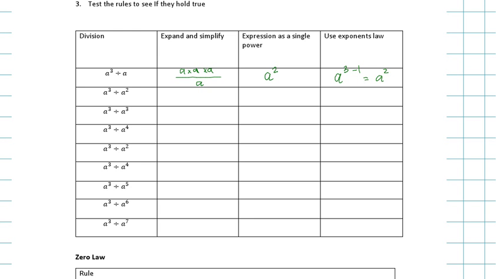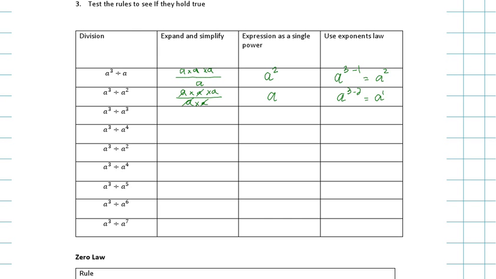Okay. Now what if I have a to the power of 3 divided by a to the power of 2? So I have a times a times a divided by a times a. Cancel, cancel. So I'm left with a. Right? Or I can do it the old-fashioned way, which is a to the power of 3 take away 2, which is a to the power of 1. Are we okay so far?